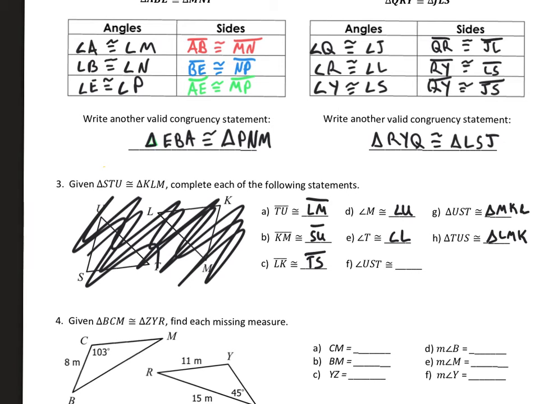Segment TS. And then angle UST, they used a 3 vertex naming technique for an angle. So UST is the third term, the first term, and the second term. So I'll call that angle third term, first term, second term: MKL. Moving right along. And I didn't use the diagram for that at all.